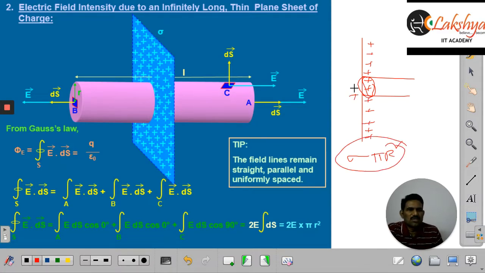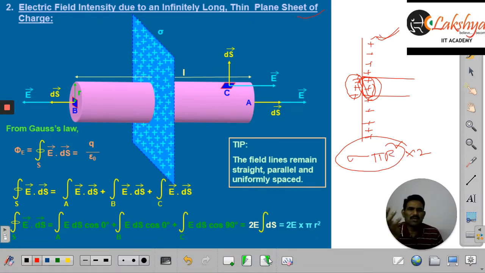If for example charge is present on this side also, then we need to write sigma into pi r square into 2, because sigma into pi r square on this side and sigma into pi r square on this side will be there. But in this example, a thin plane of charge means charge will be there only on this one side of the plane. So that is what you should remember: a thin plane or plane of charge. And so we need to write sigma into pi r square here.